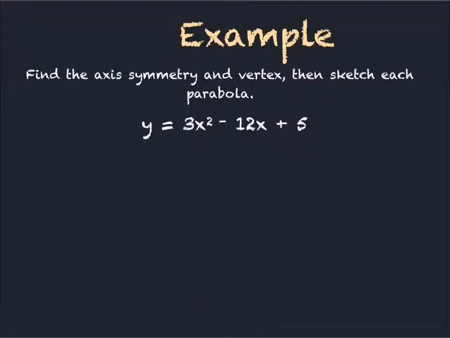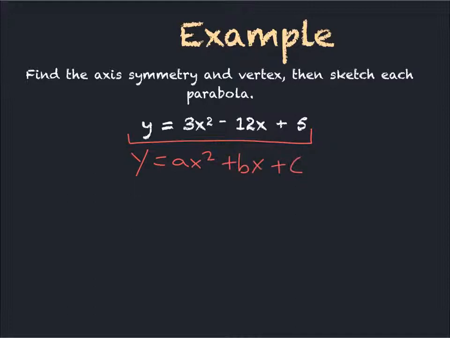Now, let's actually start finding the axis of symmetry and vertex and even sketching the parabola. We're not actually going to graph the parabola just yet. We're going to do that in a couple of slides, but we're just going to do a quick sketch of it. All right, so here we have a quadratic equation in standard form. Standard form is y equals ax squared plus bx plus c.